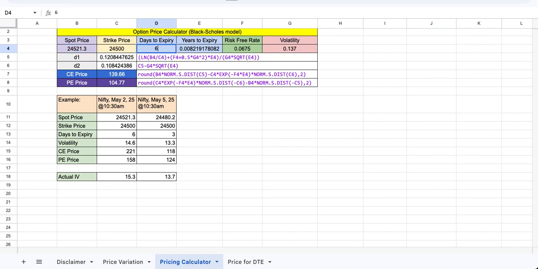Days to expiry is 6, and the risk-free rate we are not changing. Volatility is 14.6, so it is 14.6, which is 146. Now you see the value is coming out to be 208 and 159, right? But the actual value is 221 and 158. Although the P price is almost the same, the C price is quite different.